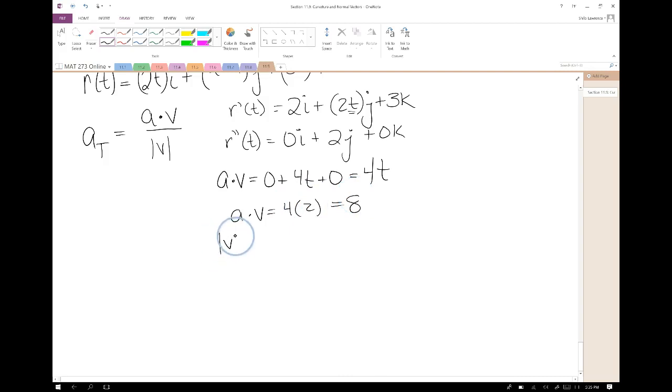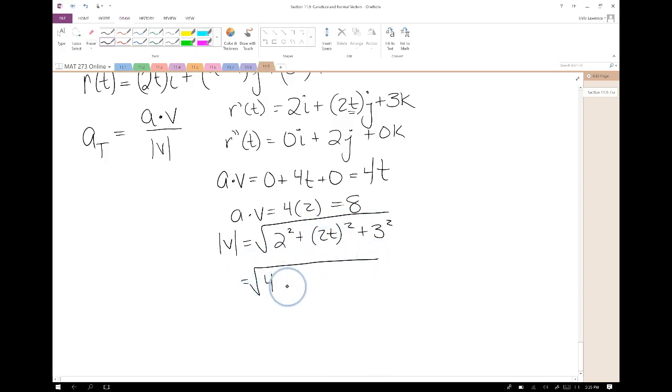And then we need the magnitude of our velocity, which is the square root of 2 squared plus 2t squared plus 3 squared. There is still a t left in here, so we're going to have to use our t equals 2 to get our final answer. So if t is 2, that's really going to be a 4 in there. Squared is 16. This is the square root of 29. So a sub t is 8 over the square root of 29, or approximately 1.49.